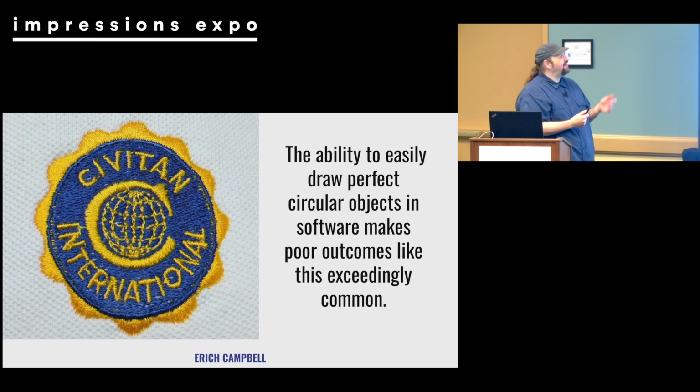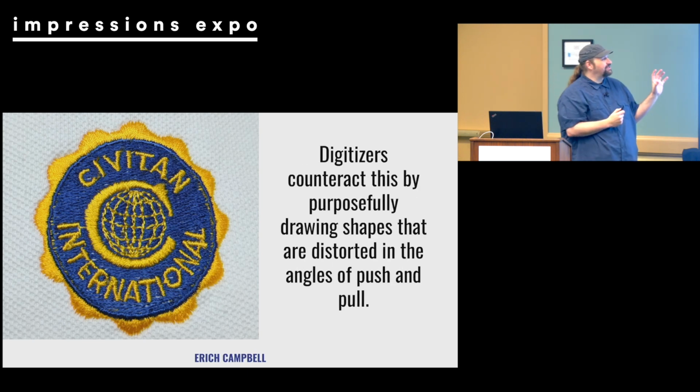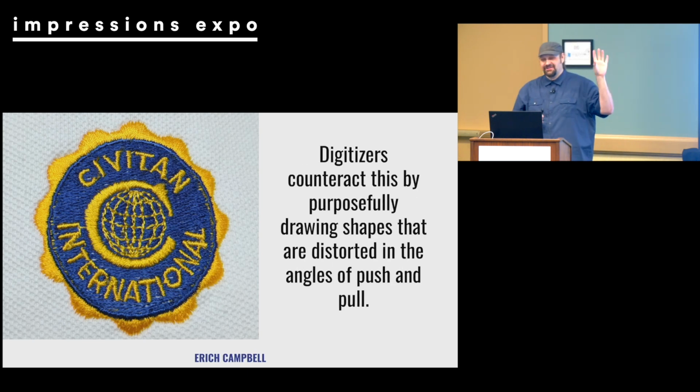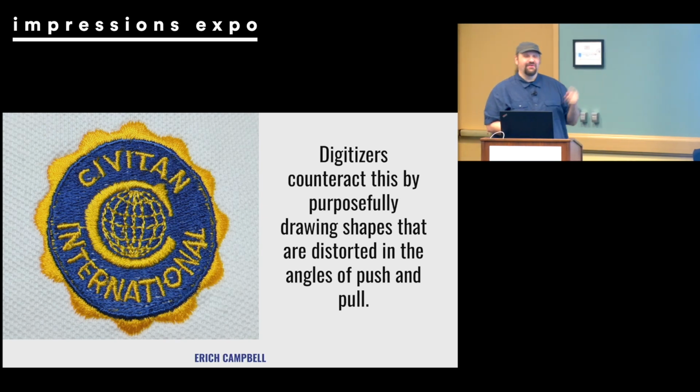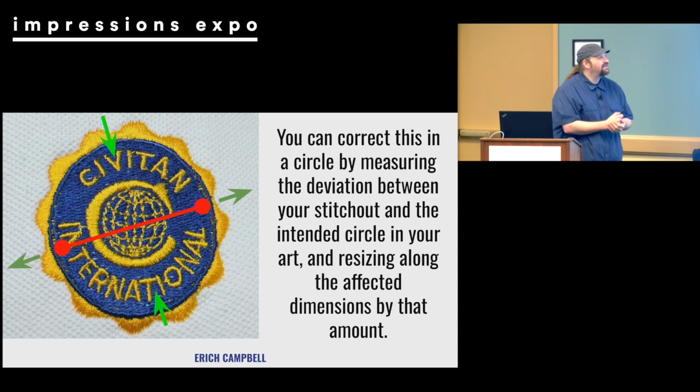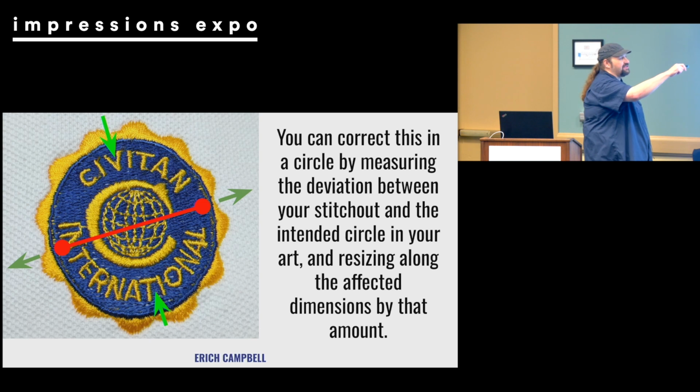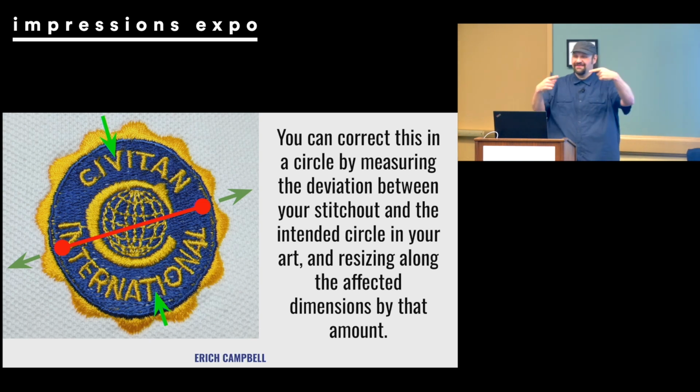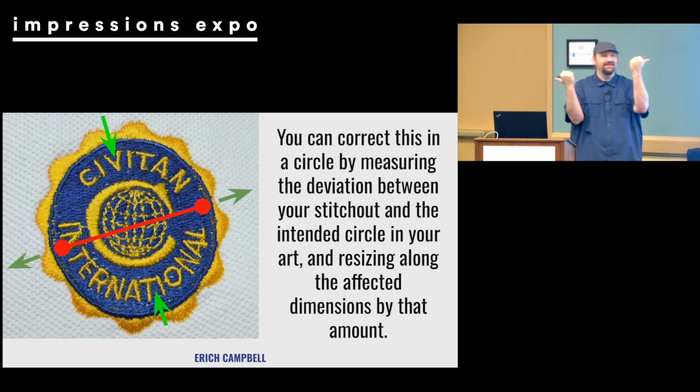The great thing is, it's really not that hard to change. We purposefully draw shapes that are distorted in the angles of push and pull to stop it. So if you want circles, you have to learn to draw ovals, and you have to draw them at the right angles. It looks like this. You can correct this in any circle by measuring the deviation between the stitch out and the circle. If we measure along the stitch angle and it is too short, too narrow by 2 millimeters, pull it out by 2 millimeters. If it is too tall by 2 millimeters, shrink it by 2 millimeters.